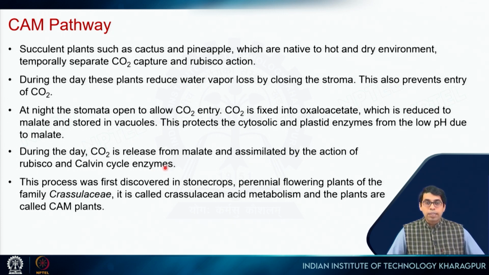So, by this temporal separation of carbon dioxide capture into malate and release of carbon dioxide to Rubisco when the stomata is closed, so no oxygen is coming in, it reduces photorespiration. This process was first discovered in stone crops such as the family of flowering plants called Crassulaceae. Okay. So, that is why based on this, these are called CAM plants, and this pathway is called the CAM pathway.